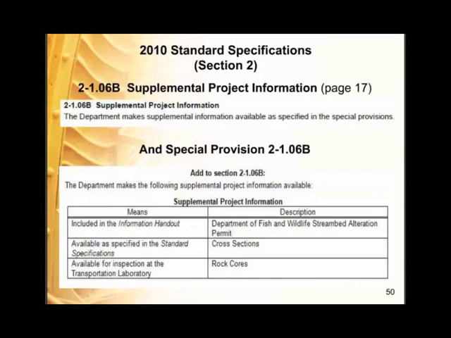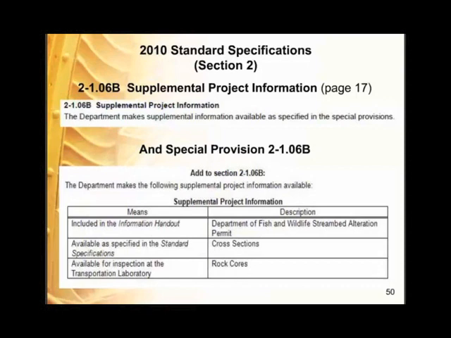Section 2 is where we keep our supplemental project information. It's on page 17. And we have a special provision where we list the supplemental project information. It's pretty much the same as it was in the 2006 standards, but it now has a place in the standard specification.